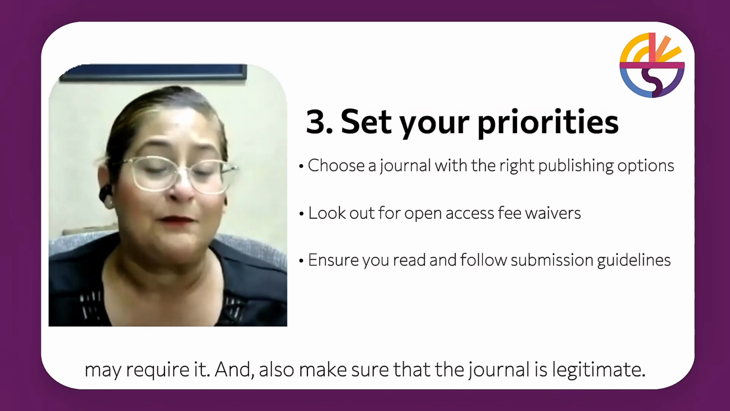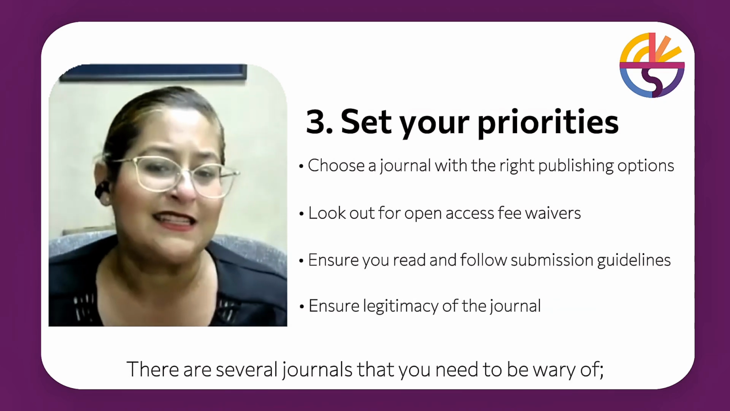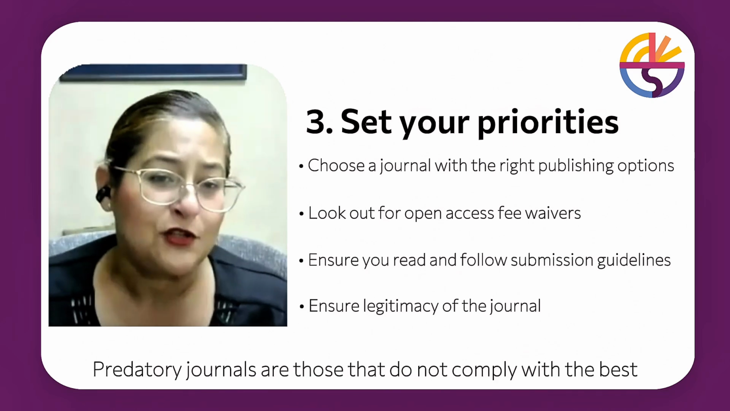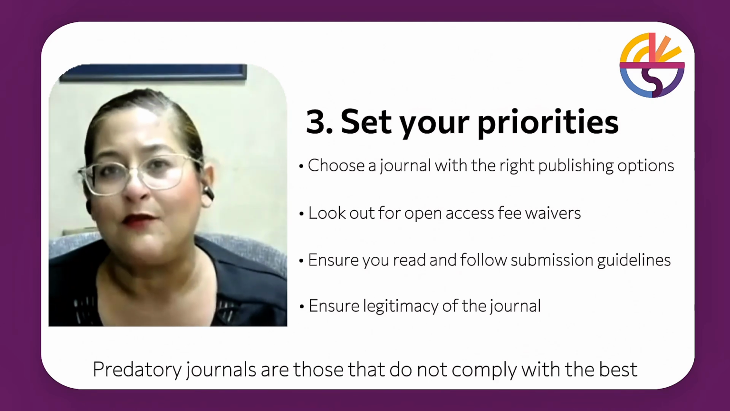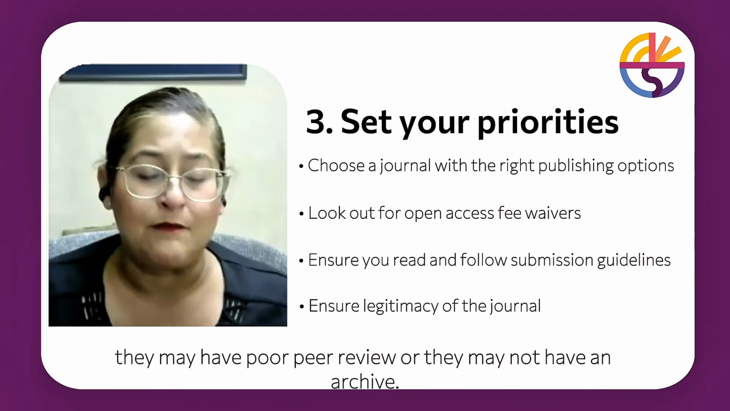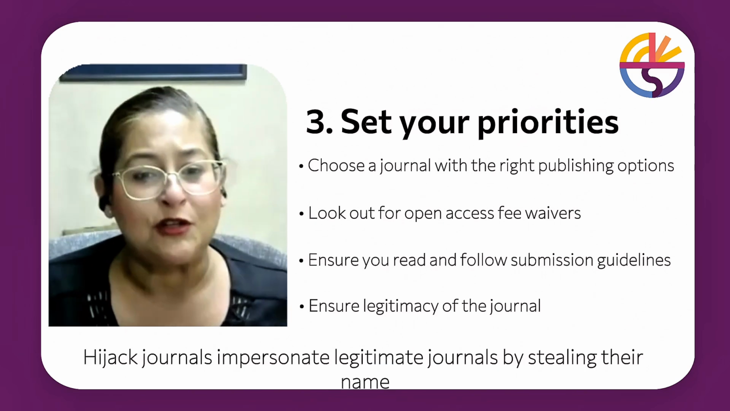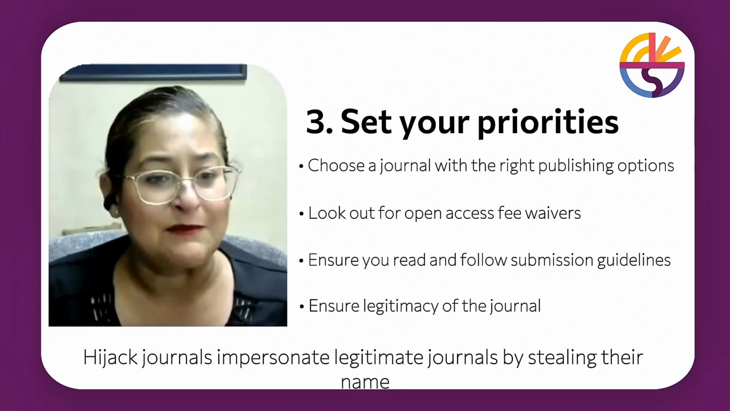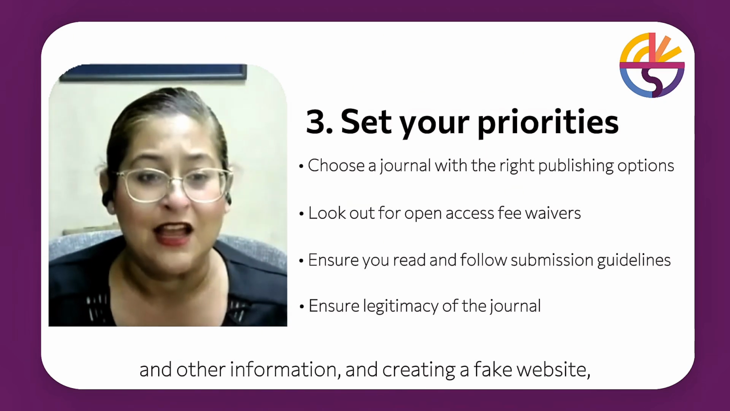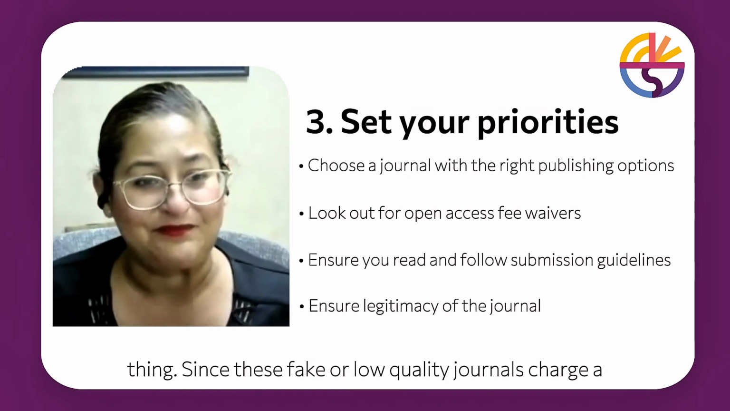Also make sure that the journal is legitimate. There are several journals that you need to be wary of: predatory journals and hijack journals. Predatory journals are those that do not comply with the best practices for academic publishers. For example, they may have poor peer review or they may not have an archive. Hijack journals impersonate legitimate journals by stealing their name and other information and creating a fake website, fooling researchers into thinking that these journals are the real thing.